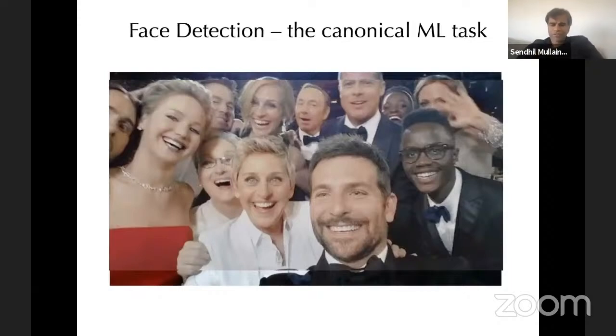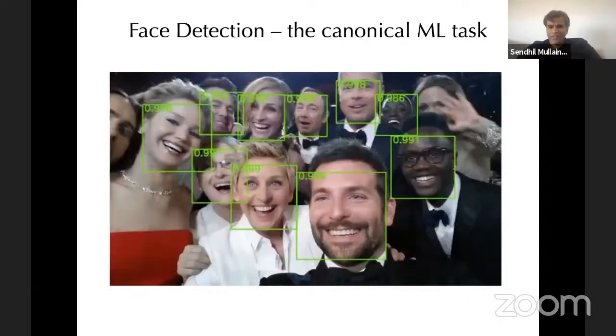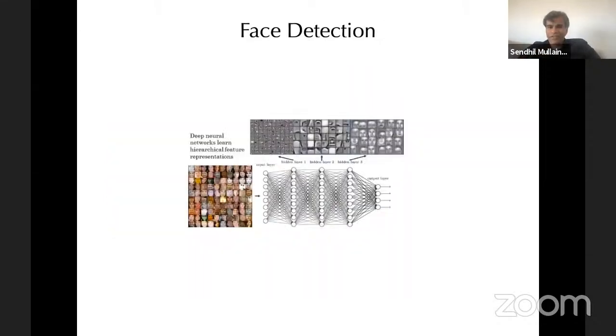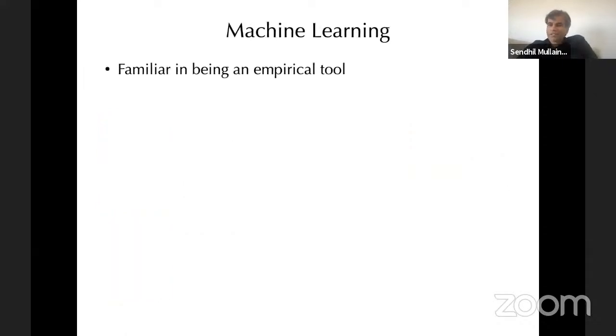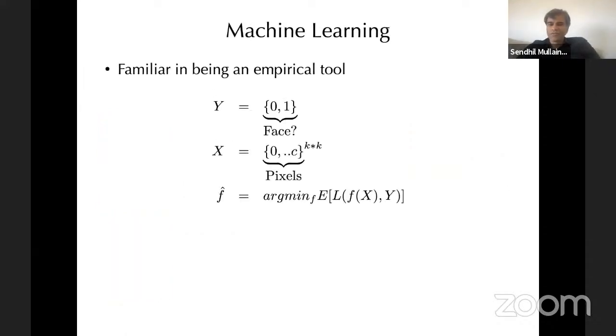You take a canonical task like face detection, and here's the bounding box for the face. The question in the face detection task is, if I gave you a little box, is there a face in the box? Now, there's something in the middle, a convnet, whatever you want. But ultimately, what it outputs is a binary variable. Is this a face or not? So when you say that machine learning is familiar as an empirical tool, it's extremely familiar.